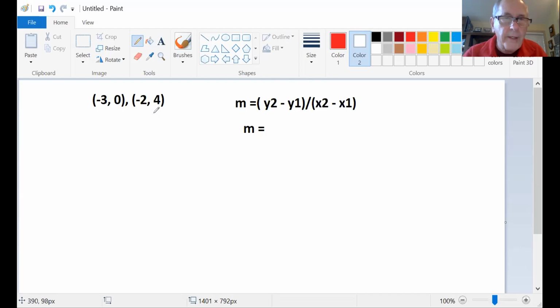So this would be the y2, this would be the y1. This would be the x2, and this would be the x1, right? So knowing that, then we just go ahead and plug it into this formula.